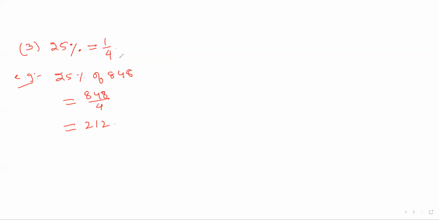Now, the problem comes. If suppose in the exam it is 25% of, let's say, 143. This is not divisible by 4. In that case, don't use this 1 by 4 method. If you divide 143 by 4, it will consume your time. So we have another method. But anyway, that was just an example. All you have to remember is 25% is 1 by 4.